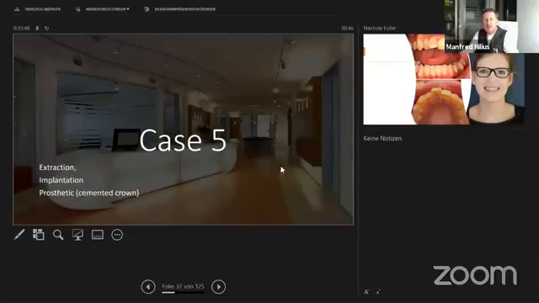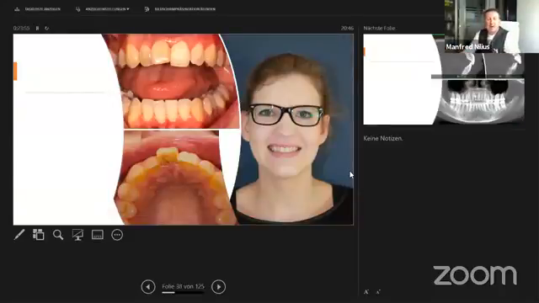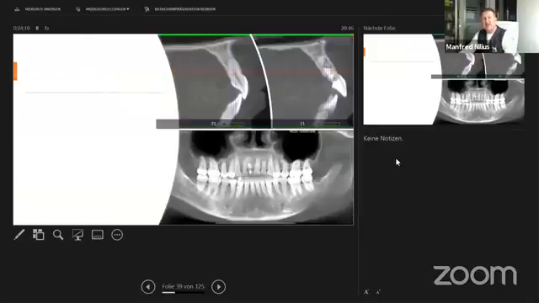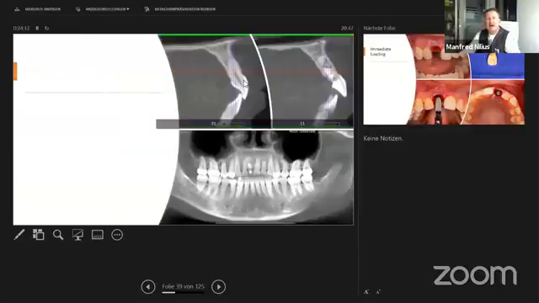And here's the next case, where we do extraction, implantation, and prosthetics with a cemented crown. This shows one or more different complications that can occur when you're a surgeon only and not interested in prosthetics. So this is the case. You can see this is the upper left incisor in good condition, and this is a root-resected tooth 1-1, the central incisor.